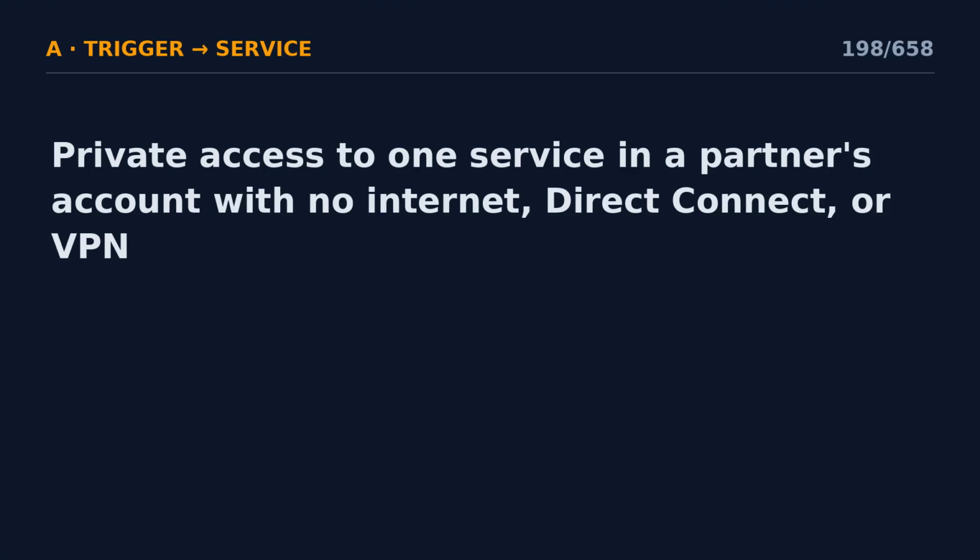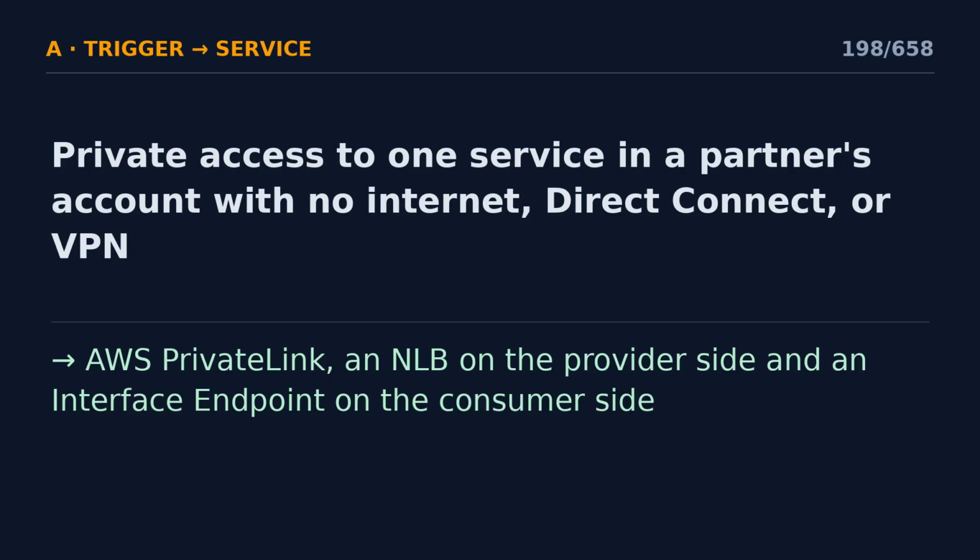Private access to one service in a partner's account with no internet, Direct Connect, or VPN. Answer: AWS PrivateLink, an NLB on the provider side and an interface endpoint on the consumer side.